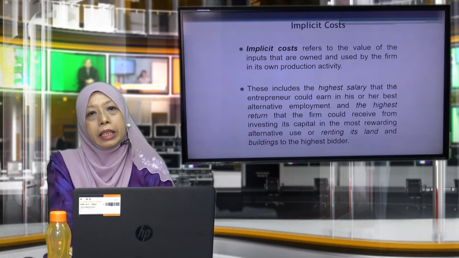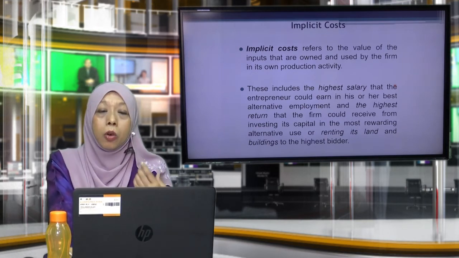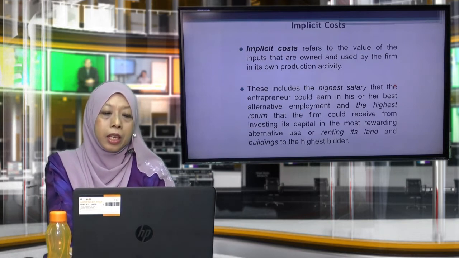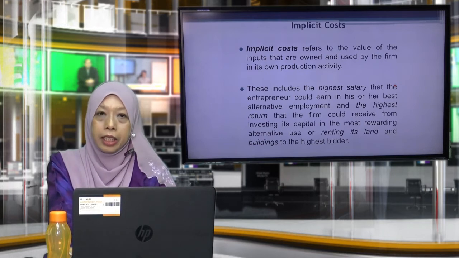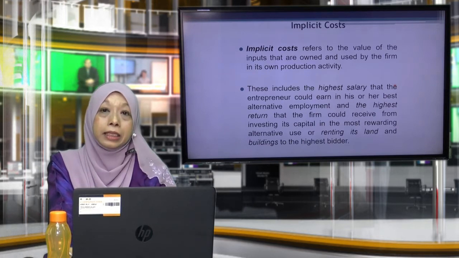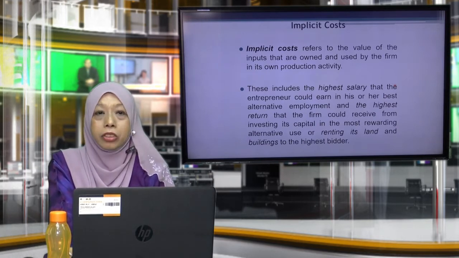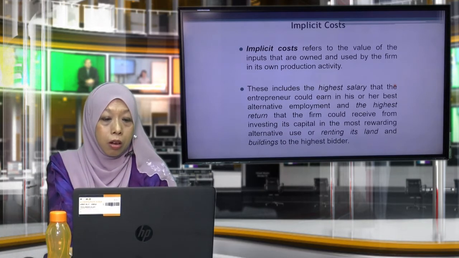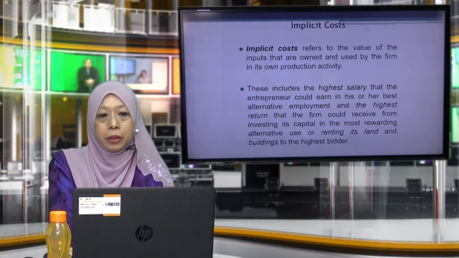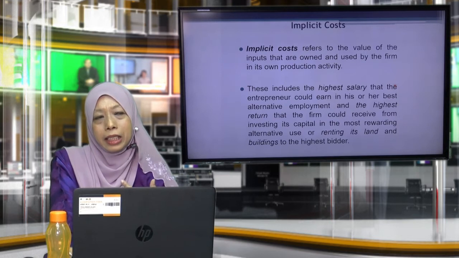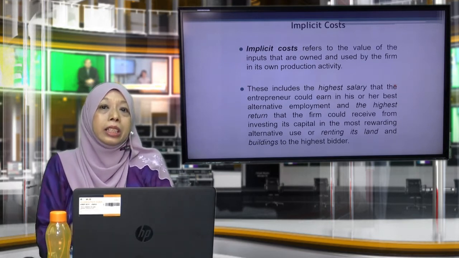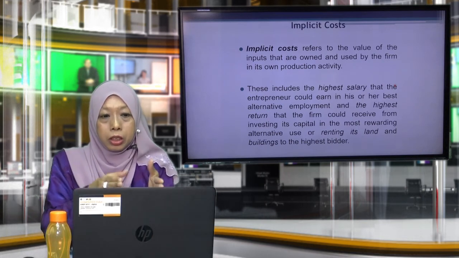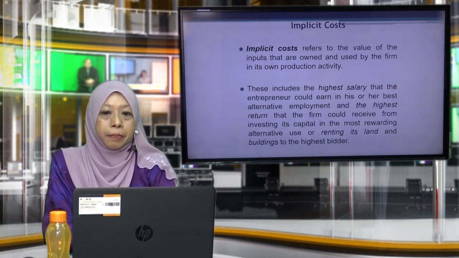So meaning that implicit cost would be the cost of using your own resources in the production process. So what are some examples of implicit cost? Well, it includes the highest salary that the entrepreneur could earn in his or her best alternative employment, or the highest return that the firm could receive from investing its capital in the most rewarding alternative use, or it can also be renting its land and buildings to the highest bidder. So looking at this example, we can see that implicit cost would actually look at the things that you need to forego in order to pursue your production, right?